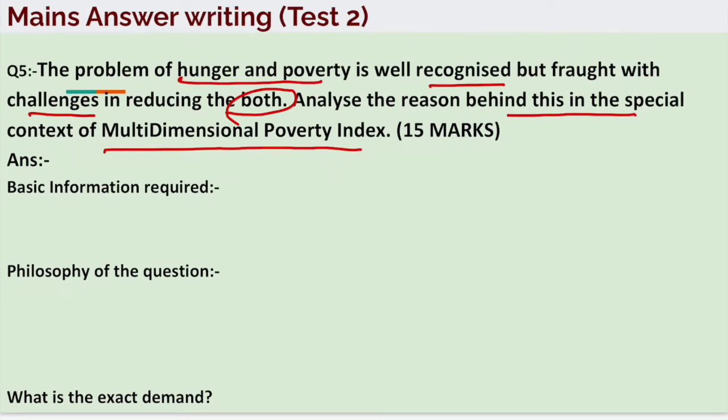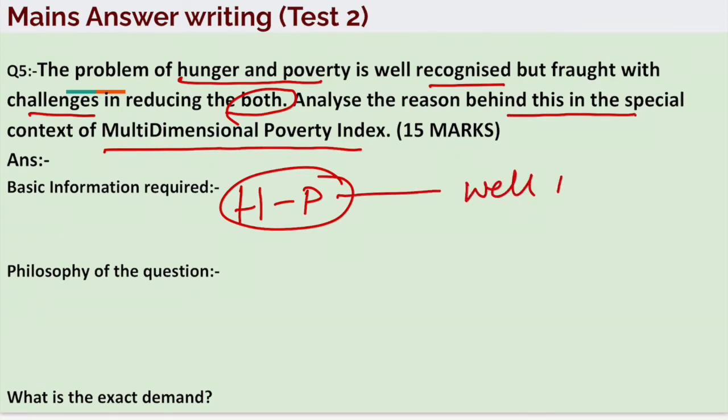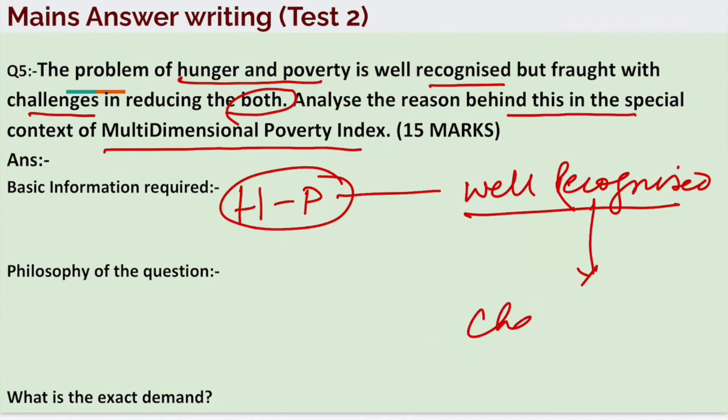How is it different? Because it is talking about some kind of interconnection you need to establish in your introduction. We have not seen such a question in the last 4 questions, where you had to establish any kind of relationship. But here you will have to establish the relationship between hunger and poverty in your introduction, and then analyze whether and how it is well recognized, that is, how the government has recognized the problem of hunger and poverty. Then, what are the challenges with respect to reducing poverty and hunger?